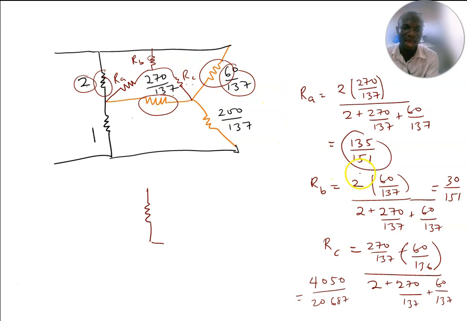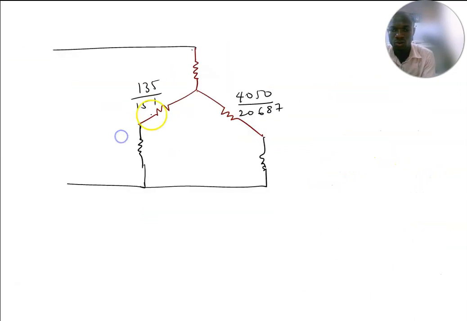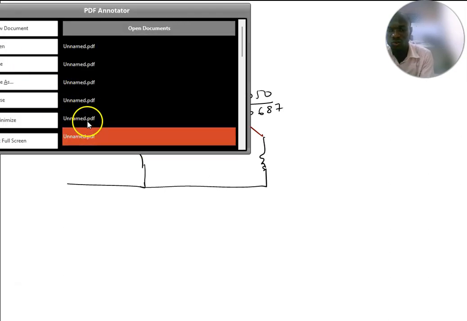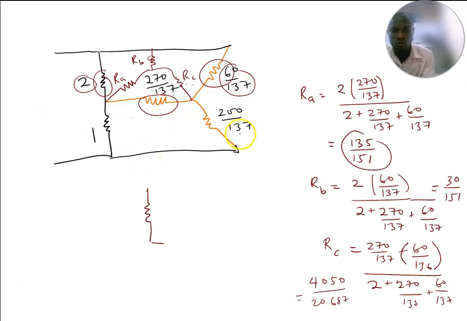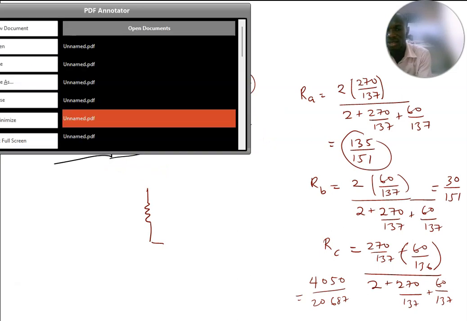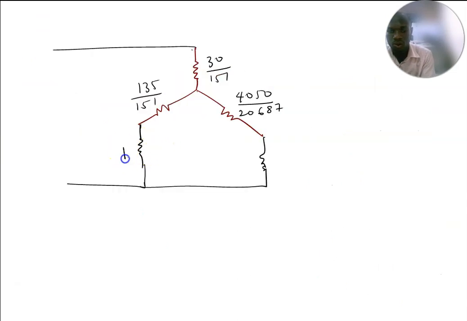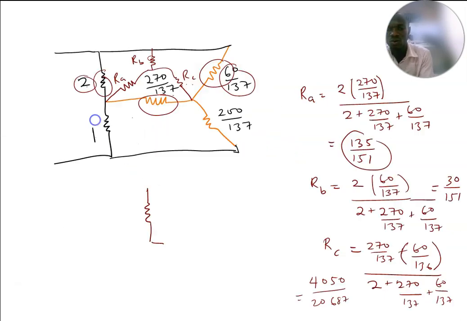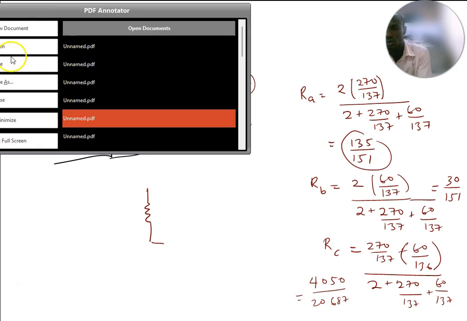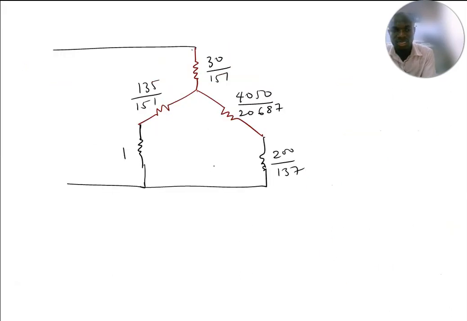And what about the other ones? That's the RB. The RB was 30 on 151. Then the last 2, which are what? 1,200 and 137. I think we are good to go. Yes. So let's move back again. So this is our new circuit.